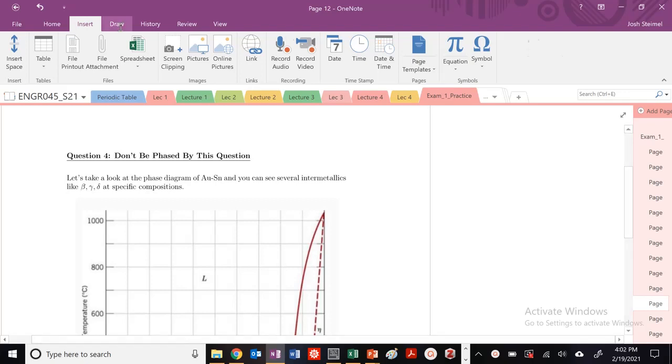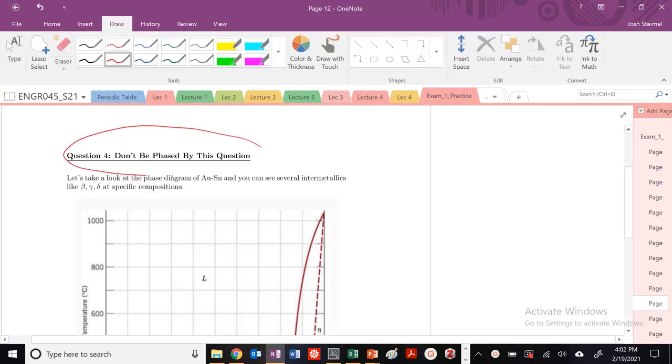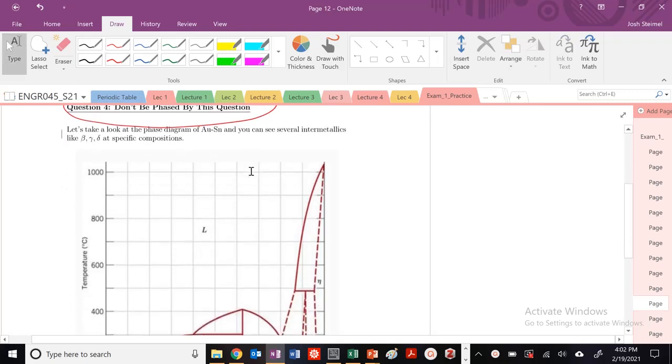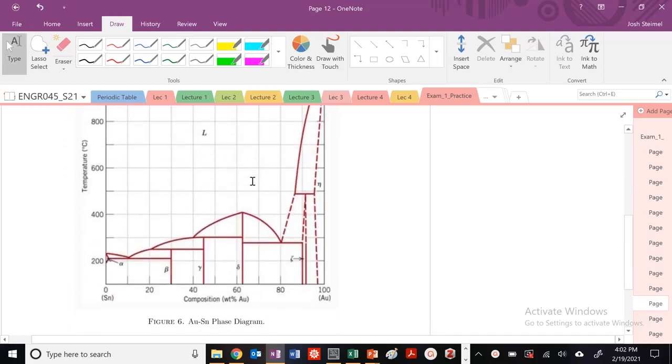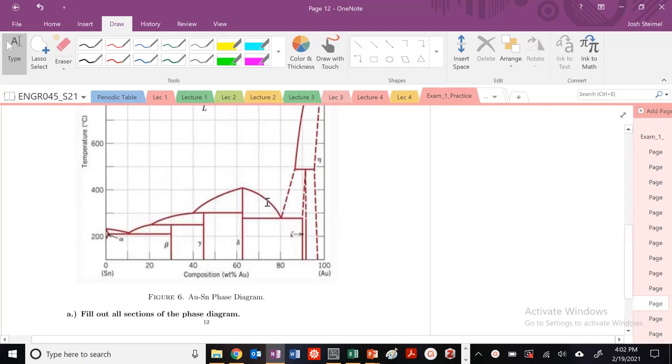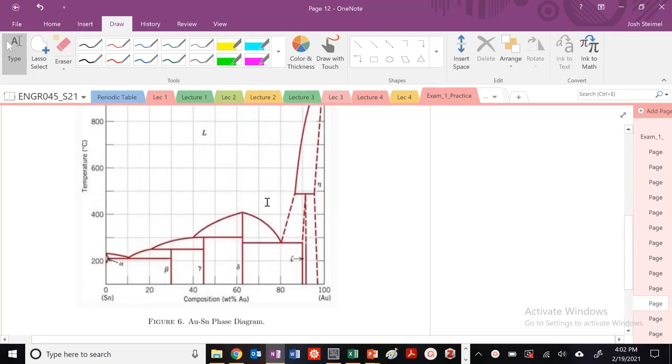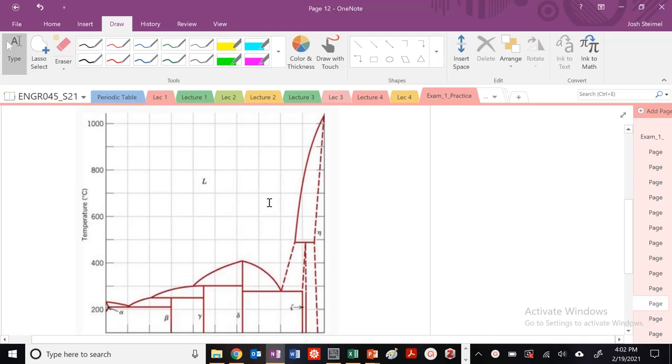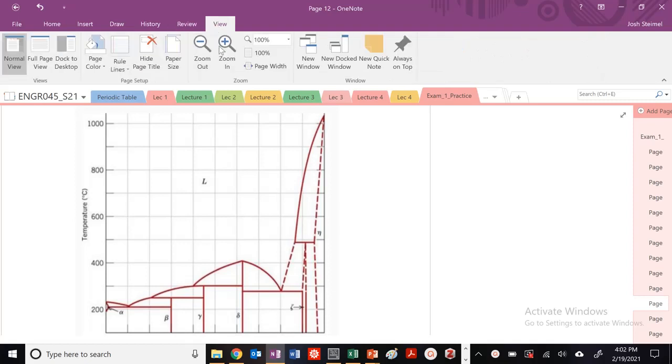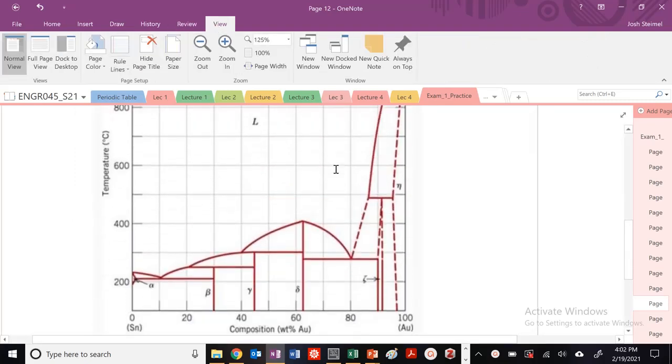Last problem, don't be fazed by this question. Let's look at a phase diagram of gold and tin, Au-Sn. We can see several intermetallics, so let's go ahead and answer this question. Whatever the question is going to say, I want to draw out or write basically what the different phases in this problem are. I'm going to zoom in a little bit here to give us some better context.